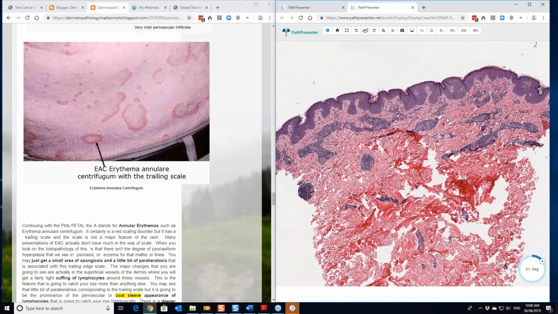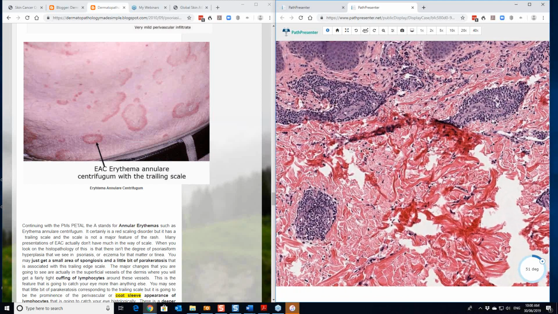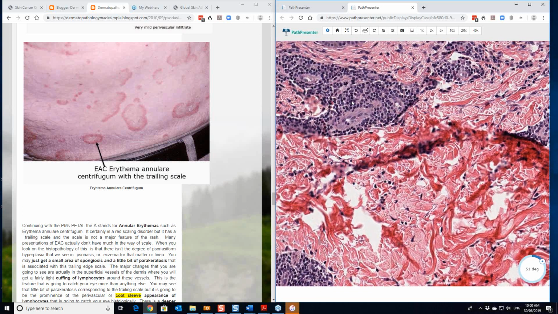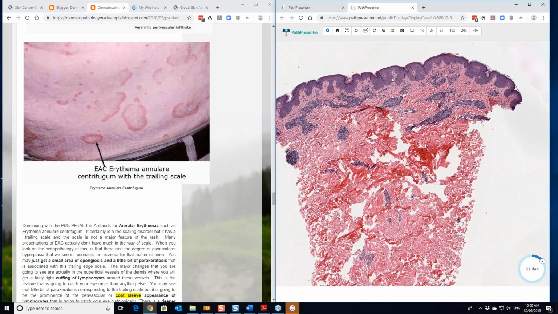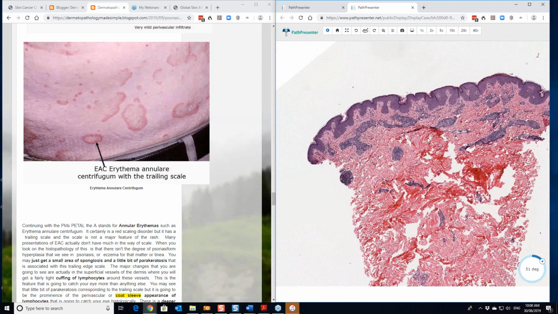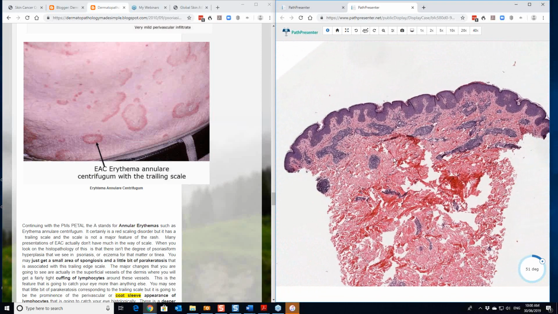What really should catch your eye is this superficial perivascular infiltrate and how tight it is, how well it's localized around the superficial papillary dermal vessels. And if you look in on these, they're all lymphocytes. Lots and lots of lymphocytes around these vessels. And that tight superficial perivascular infiltrate with a little bit of acanthosis, a little bit of overlying parakeratosis is very suggestive of erythema annularis centrifugum.